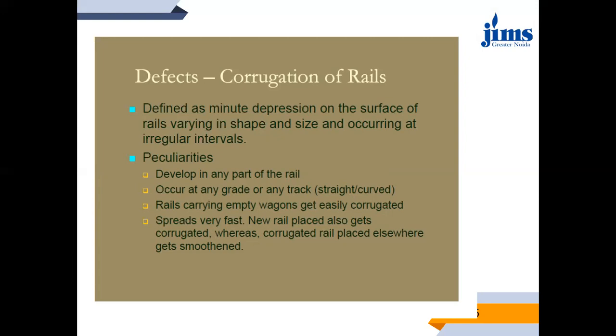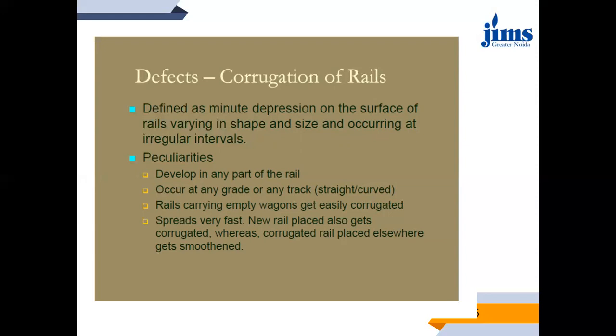Now, when we talk about peculiarities of this corrugation of the rail, it can develop in any part of the rail, whether it is head of the rail or web of the rail or foot of the rail. Also, it can occur at any grade or any track, whether it is straight or curved, irrespective of the fact. Then rails carrying empty wagons get very easily corrugated.